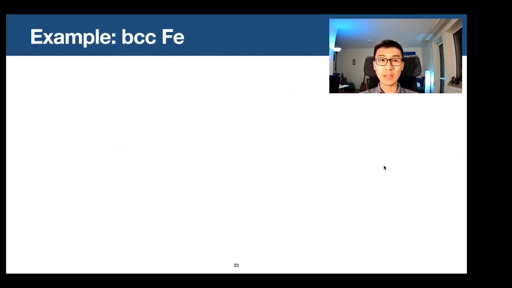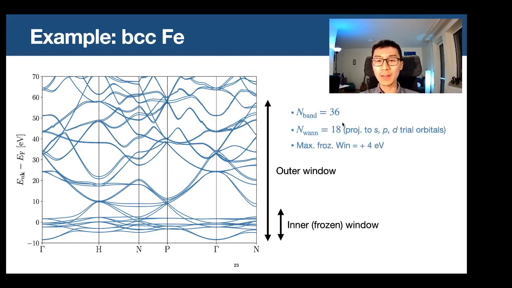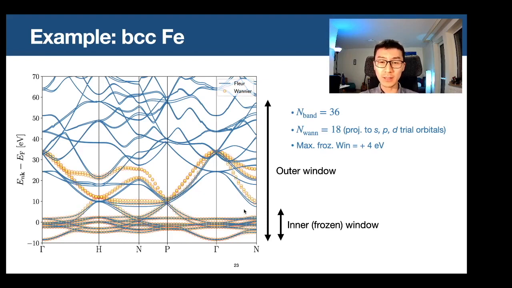Let's take a look at another example, BCC iron. Here I start from an outer window spanned by 36 Bloch functions, and I want to obtain 18 Wannier functions, starting from spd initial trial orbitals. I define the frozen window to be +4 electron volts above the Fermi energy. After the disentanglement and localization, these are the bands that I get from the Wannier functions. You see that in the frozen window, the interpolation of the bands is almost perfect, but above the frozen window there are some deviations.